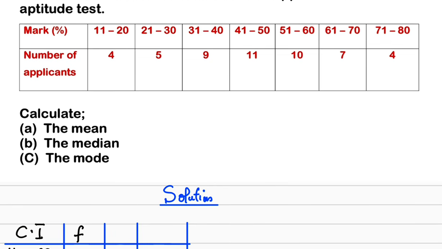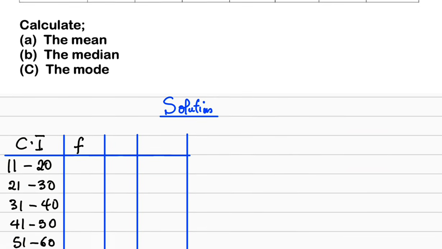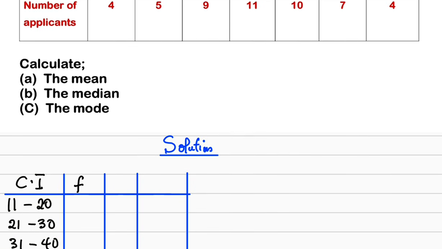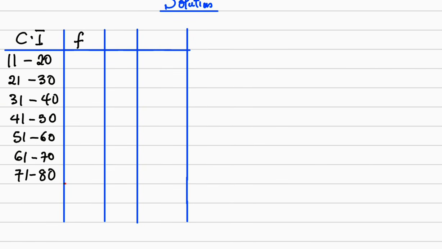The first question is finding the mean. Now remember, we're talking about marks and we have frequencies. We have the marks already arranged in the first column, which is the CI, that is the class interval. So we have it already. Now the frequencies are 4, 5, 9, 11, 10, 7 and 4.